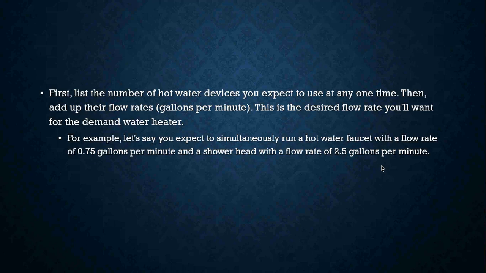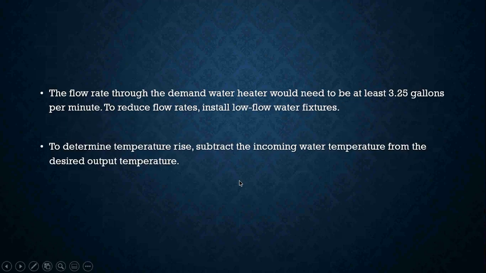So I got to be able to have a hot water heater deliver the same temperature water to both of those appliances at the exact same time with little to no loss of temperature. The flow rate through the demand water heater would need to be at least 3.25 gallons per minute. Okay, to reduce the flow rate, you are going to install a low flow water fixture.